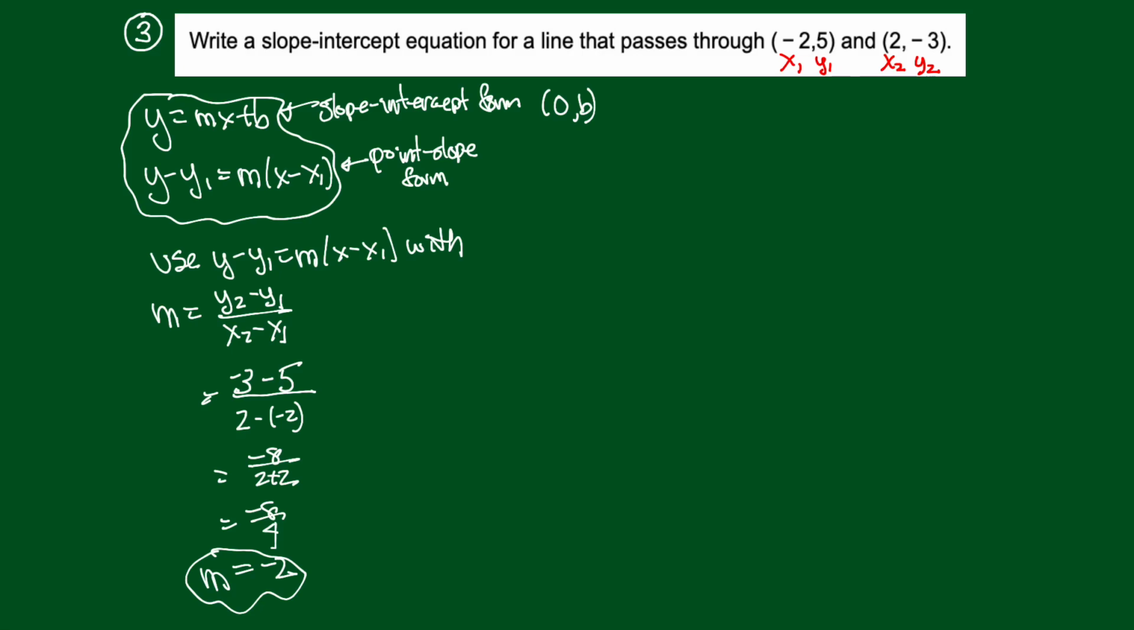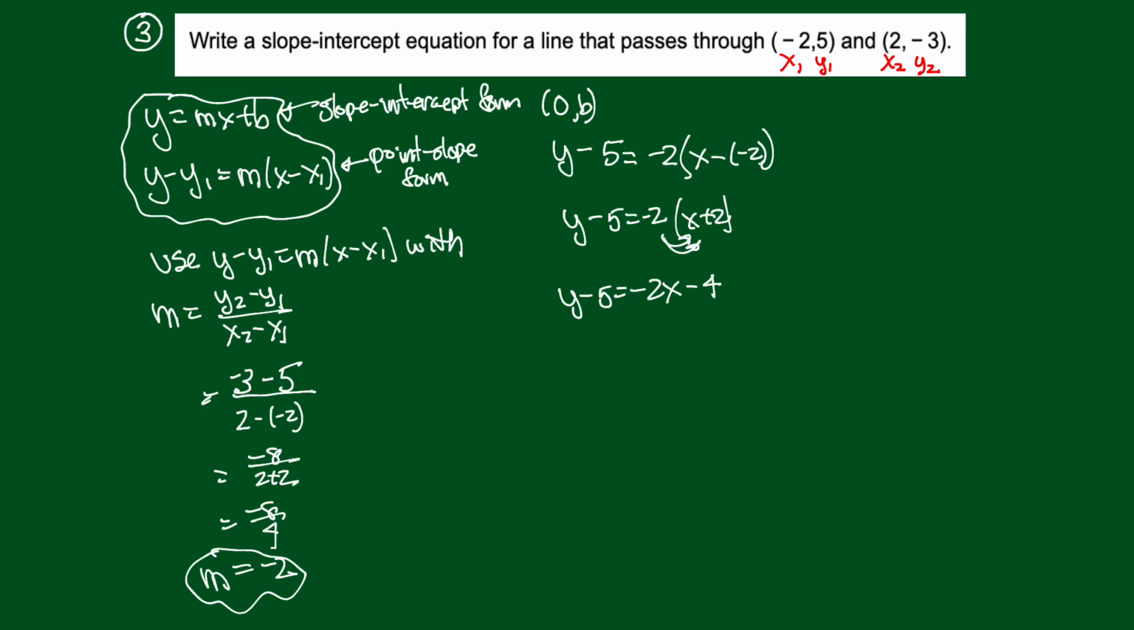So let's substitute. So we will get y minus y1. Now, the first y I see is 5, equals m, negative 2, times x minus x1, but x1 is negative 2. So this will be y minus 5 is equal to negative 2 times x plus 2. I'm going to distribute. So we'll get y minus 5 is equal to negative 2x. Now negative 2 times positive 2 is minus 4.